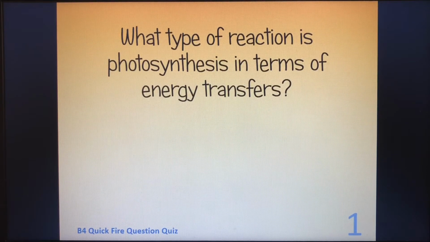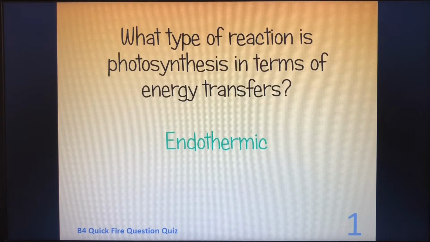Okay, and the answer is endothermic. So that light energy being absorbed by the chlorophyll for photosynthesis to take place, that's energy entering, so it's endothermic.